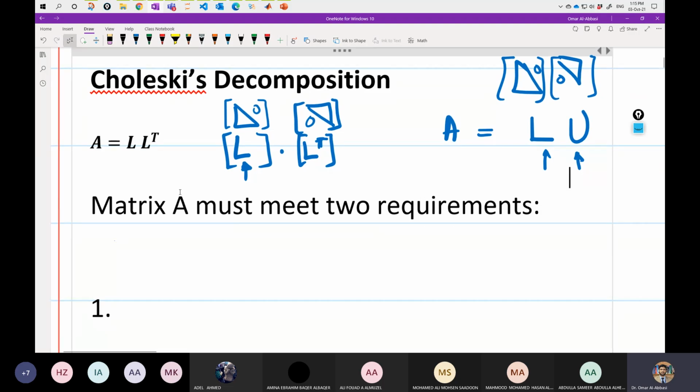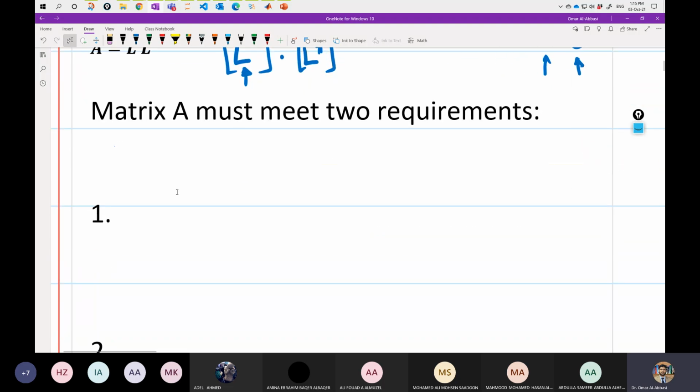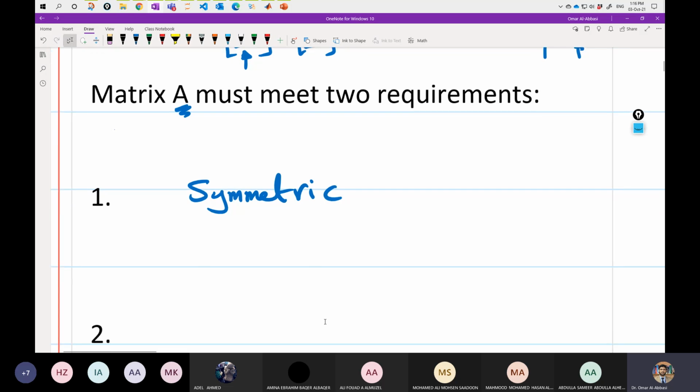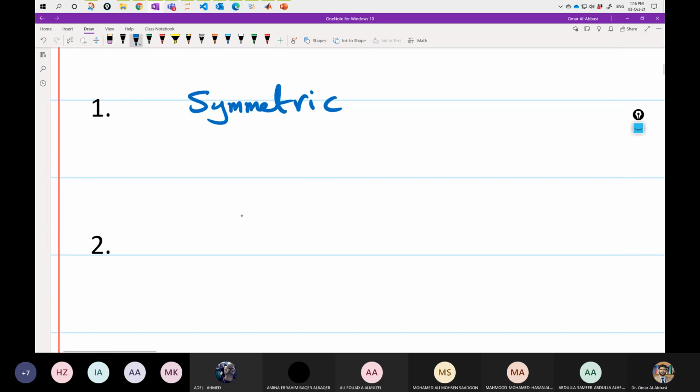So for Cholesky to work, in order to apply this method, matrix A must meet two requirements. First of all, matrix A must be symmetric. And second condition, it should be positive definite. What do I mean by that?